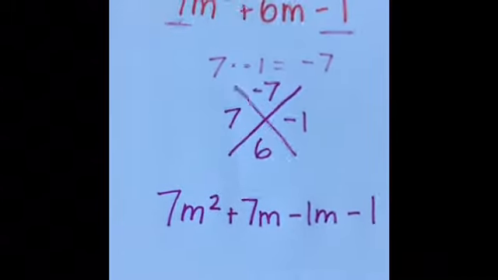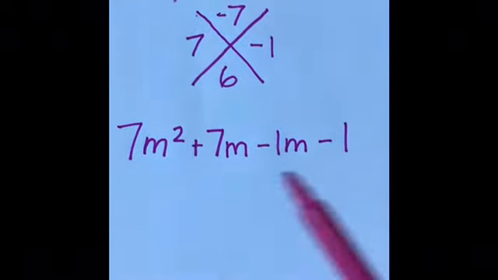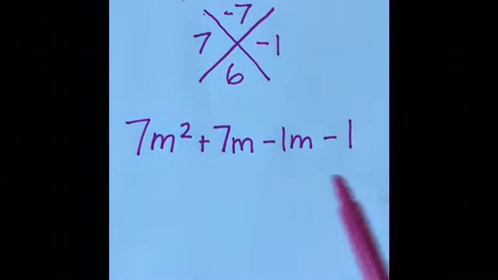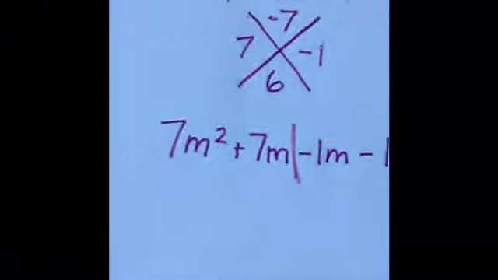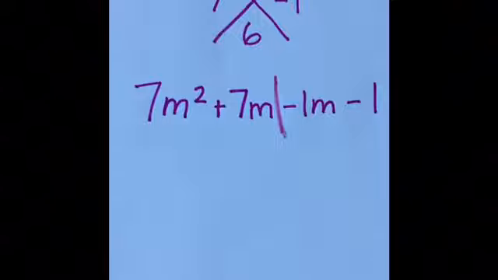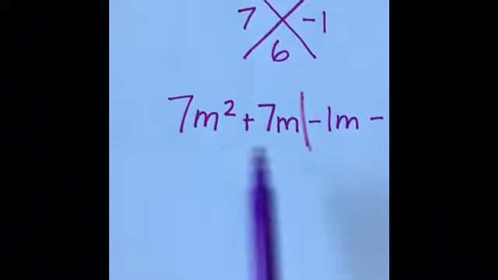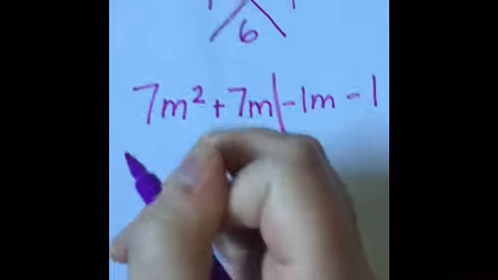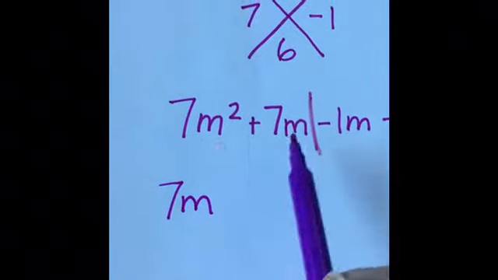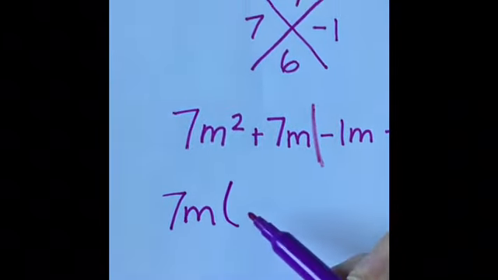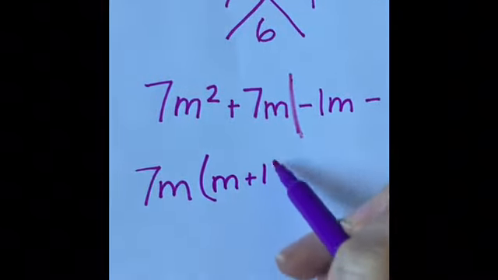So what we're going to do now is split up this equation into two parts, this part and this part. And then we're going to take out the greatest common factor of each one of these parts. The greatest common factor of this part of the equation would be 7m, because both of these have a 7 and both of these have an m. And then the remaining would be m plus 1.